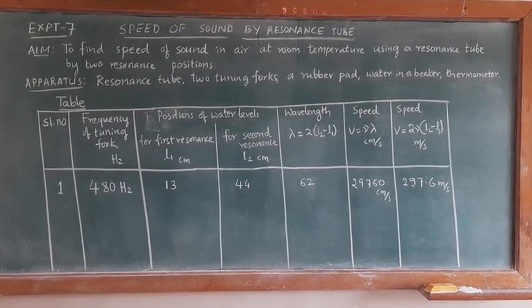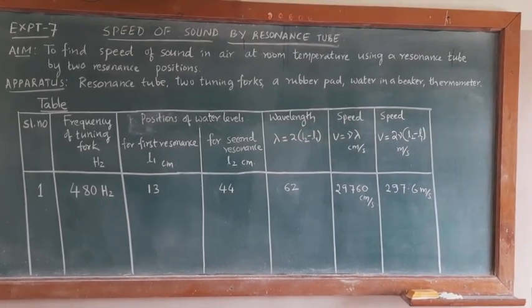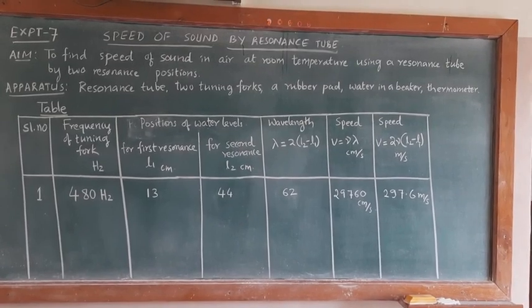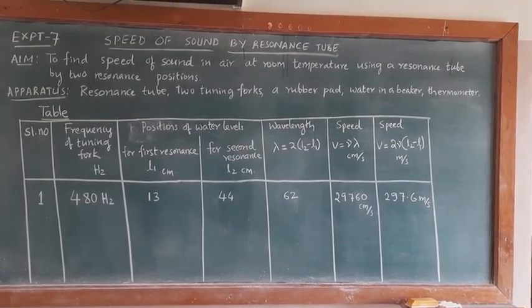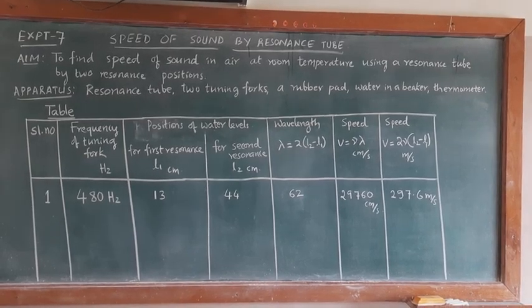This is how we find the speed of sound in air at room temperature using a resonance tube by two resonance positions. I think it is quite clear, and we'll do one more experiment in the next video.